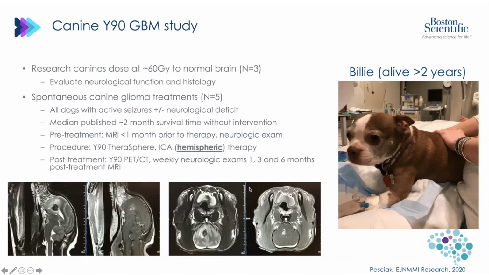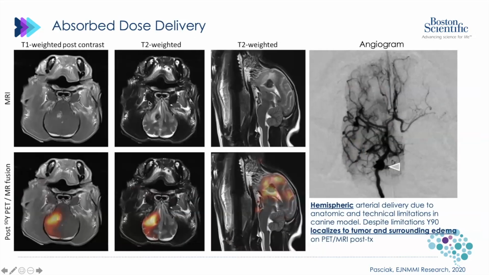Again, the median survival without treatment is only 2 months. Here's Billy alive, greater than 2 years. So they did some great studies, and this basically canine study was what got them basically moving into humans. And you can see what they first did was do a post Y90 PET scan. So yttrium-90, which is a radioisotope, they moved the patient into a PET scan.